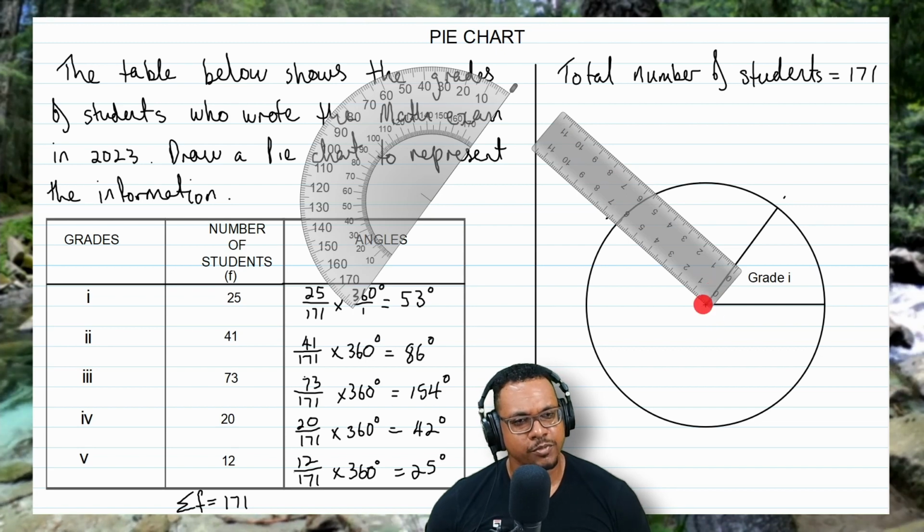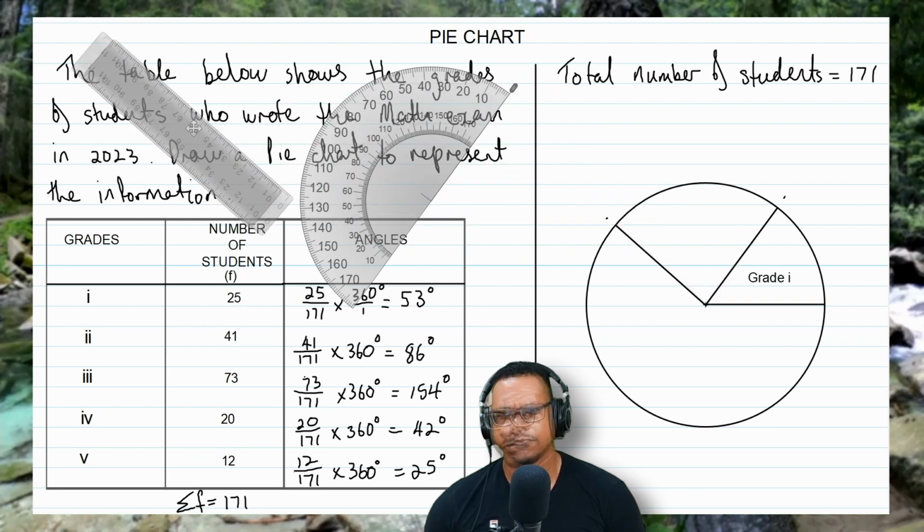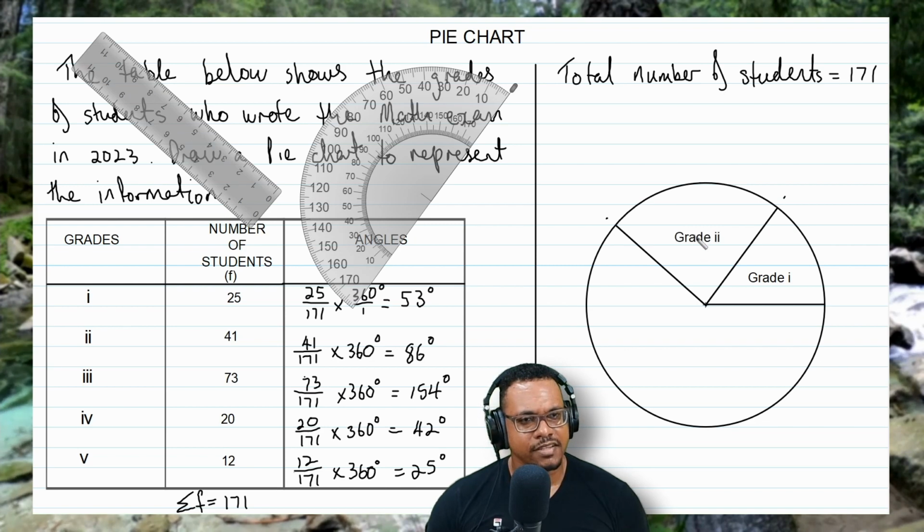Next, we line our ruler up with the center of the circle and that dot that we made. And now we'll draw a line from the center of the circle straight to touch the circumference. And this will be our section for grade 2. All right, and I just label it grade 2.